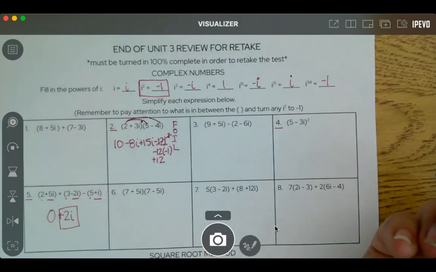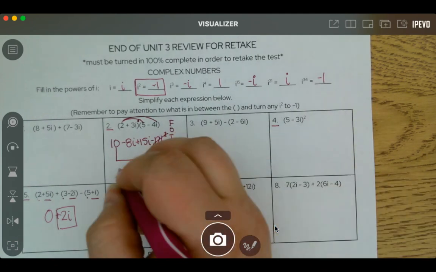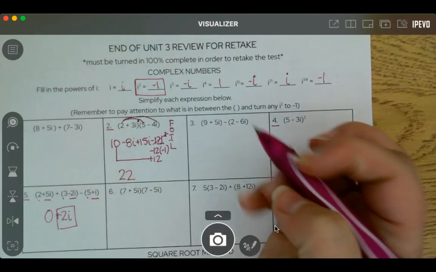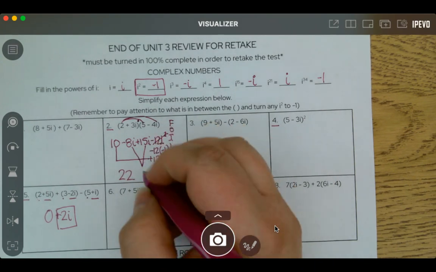And now I need to combine my like terms. 10 plus 12 is 22. -8i plus 15i is 7i.